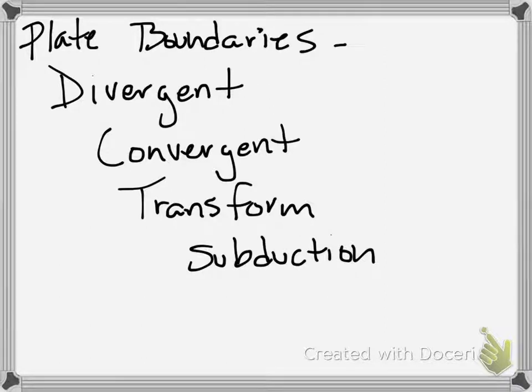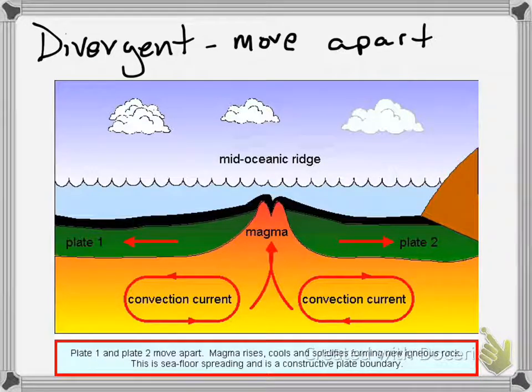Plate boundaries. Well, we have a lot of plates around the Earth, and they come together, and the places that those plates meet, we have something we call a divergent boundary, a convergent boundary, a transform boundary, and a subduction boundary, or at least subduction as a movement. We'll take a look at each of these.